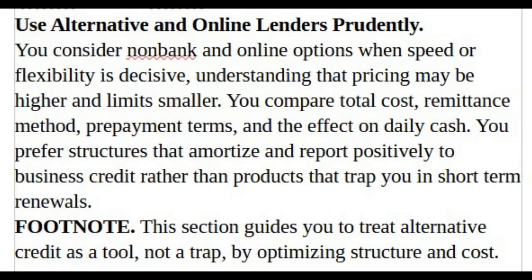Use alternative and online lenders prudently. You consider non-bank and online options when speed or flexibility is decisive, understanding that pricing may be higher and limits smaller. You compare total cost, remittance method, prepayment terms, and the effect on daily cash. You prefer structures that amortize and report positively to business credit rather than products that trap you in short-term renewals. Footnote. This section guides you to treat alternative credit as a tool, not a trap, by optimizing structure and cost.